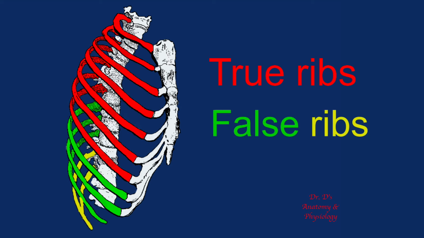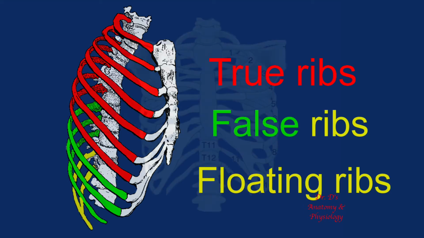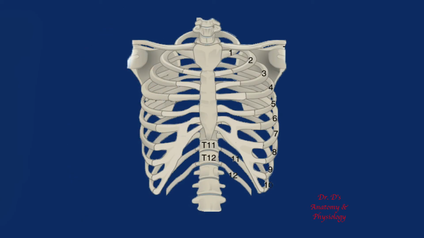Let's summarize what this figure illustrates. The ribs that are colored red would be the true ribs. The ribs colored green and yellow are the false ribs. And the yellow ribs are the floating ribs. So let's consider why this is so.